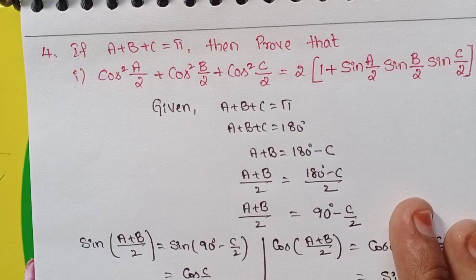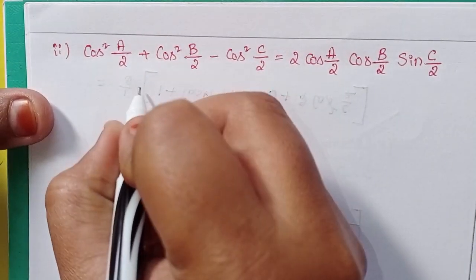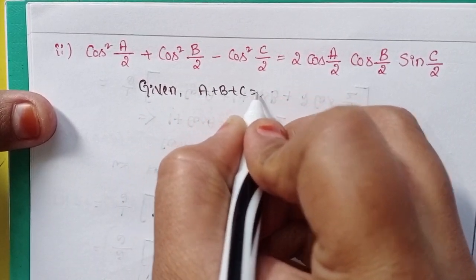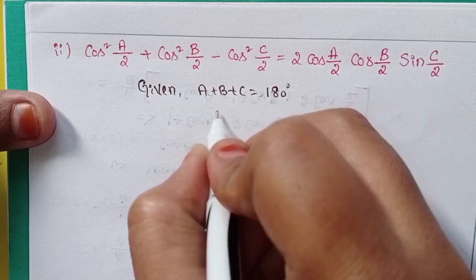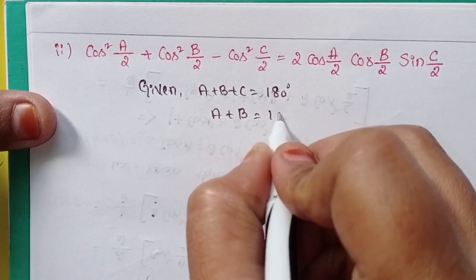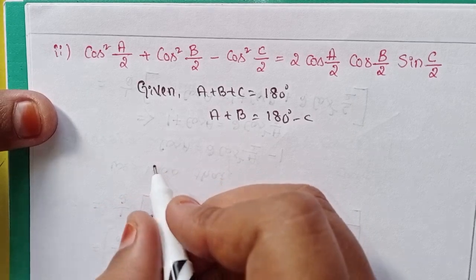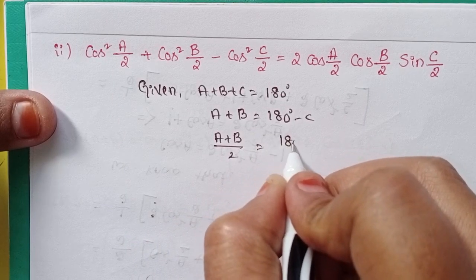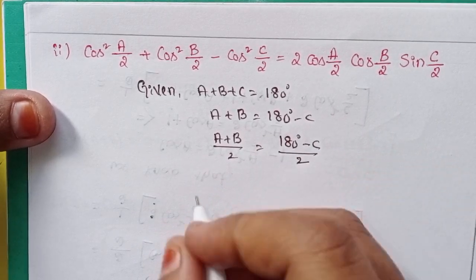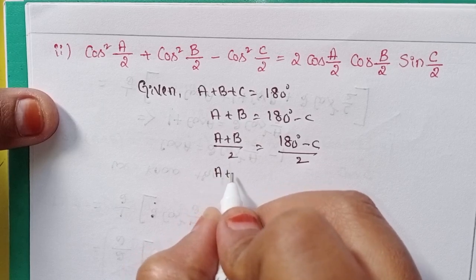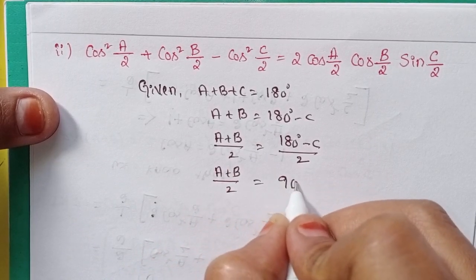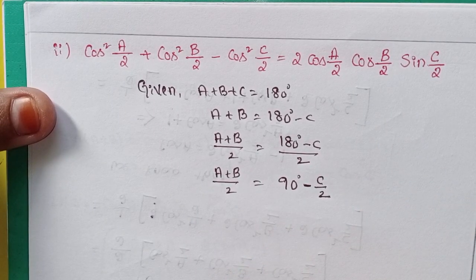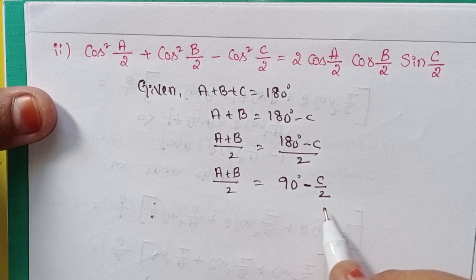Next, second one, same beta. Condition A plus B plus C equal to 180 degree. A plus B equal to 180 degree minus C. Okay. A plus B by 2 equal to 180 degree minus C by 2. That implies A plus B by 2 equal to 90 degree minus C by 2. Or you can take pi by 2 minus C by 2.